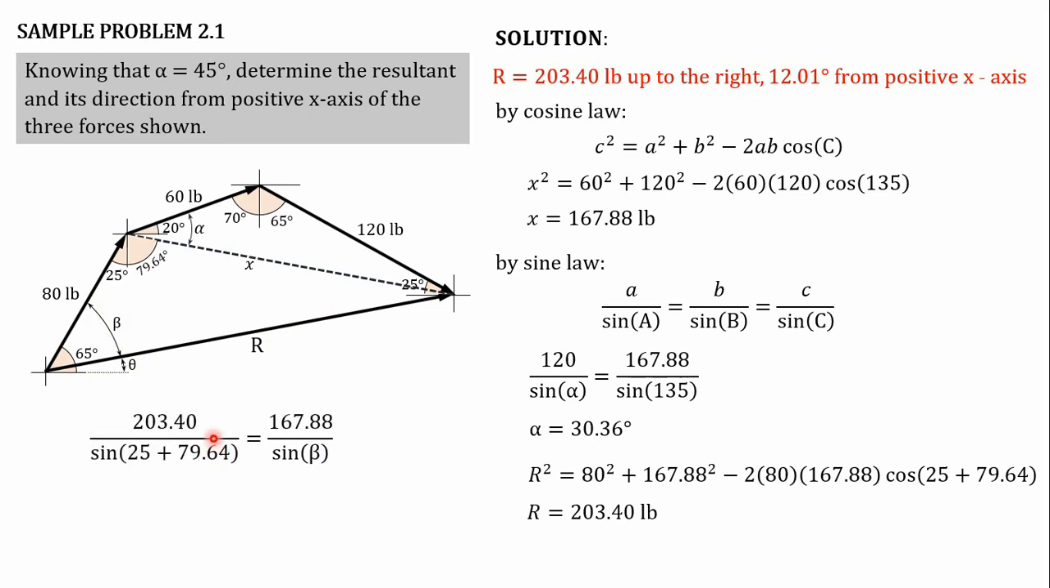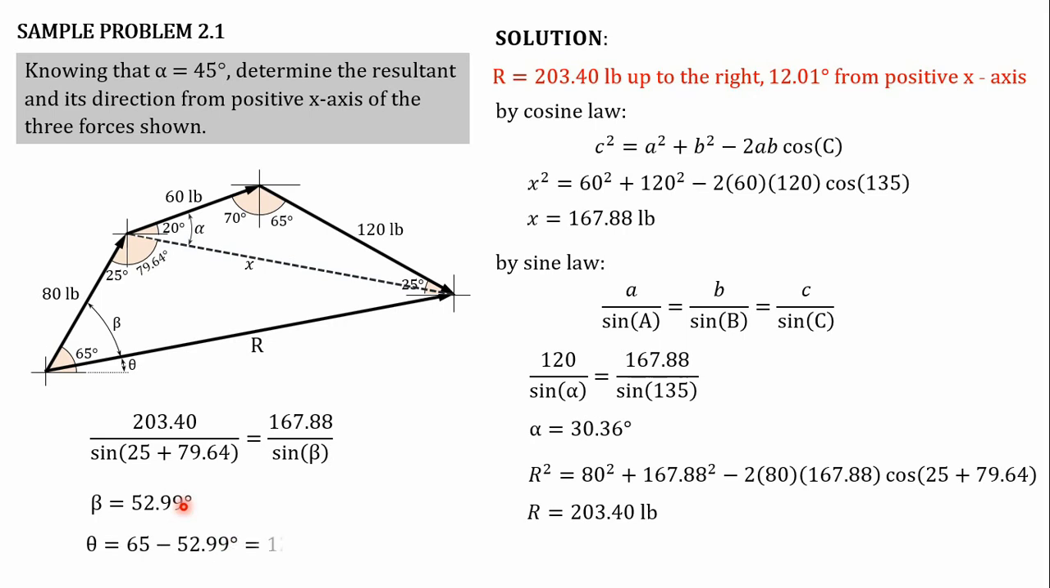By using the sine law. So R, 203.40, divided by the sine of the opposite angle of R, that is sine of 25 plus 79.64 degrees, is equal to x, which I use because I want to solve beta, so x is 167.88 divided by sine beta. Therefore, our beta will be 52.99 degrees. Do you get it?